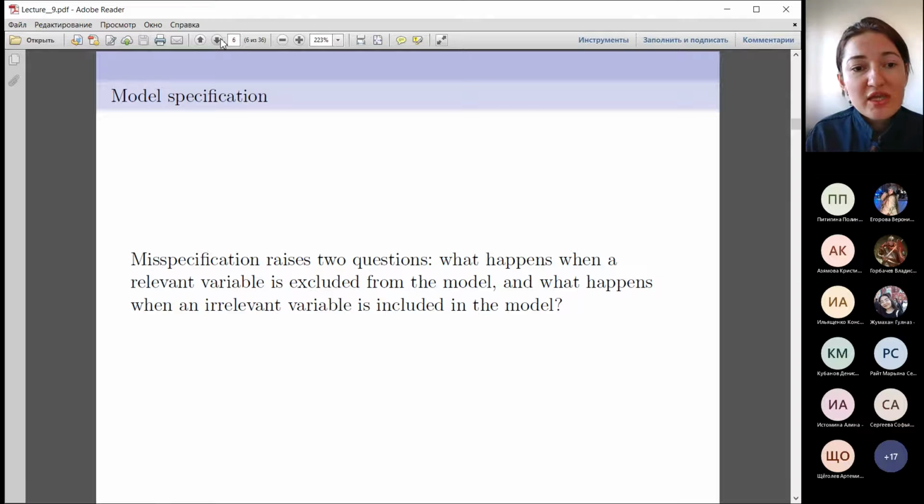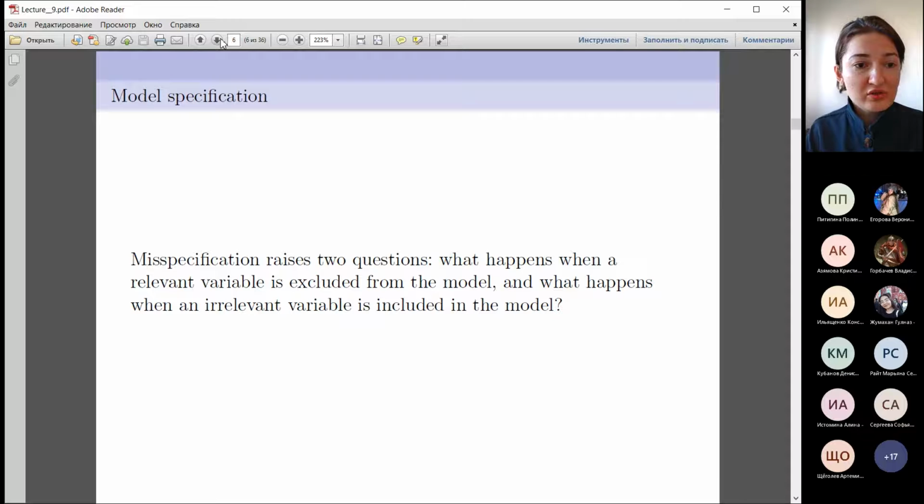So misspecification we can understand in two ways. And the first question that we can ask, what happens when a relevant variable is excluded from the model? This is the first main question. And I think that you know the answer to this question because you remember what omitted variable bias is.